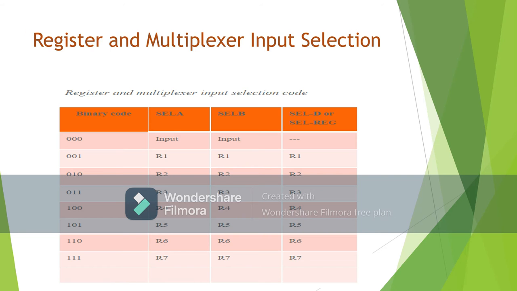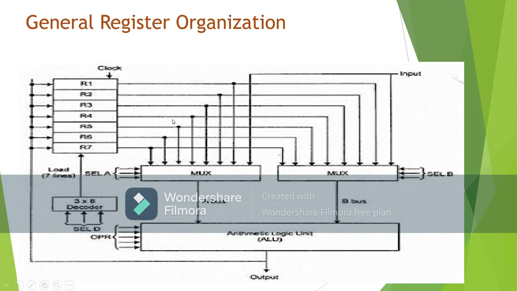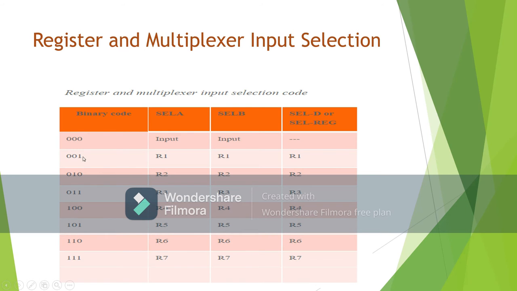Now, if you can see the register and multiplexer input selection, if the binary code applied 000 to the select A, then we are considering it as an input. Select B is also an input. Then if you apply the binary code 001 to the select A, it is here. Okay, and select B is this one. So 001 selects the register R1 by the multiplexer A, and the same thing is for the multiplexer B.